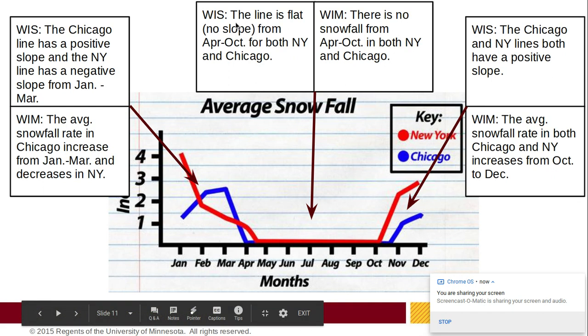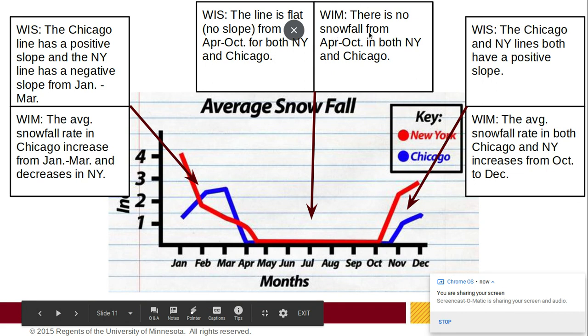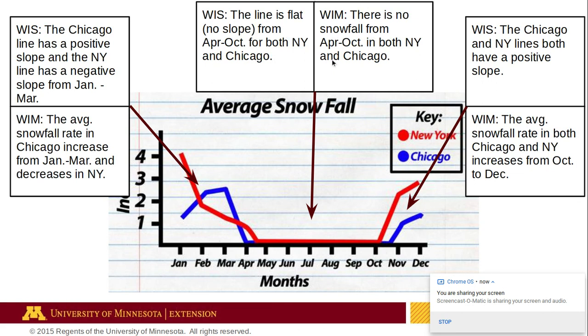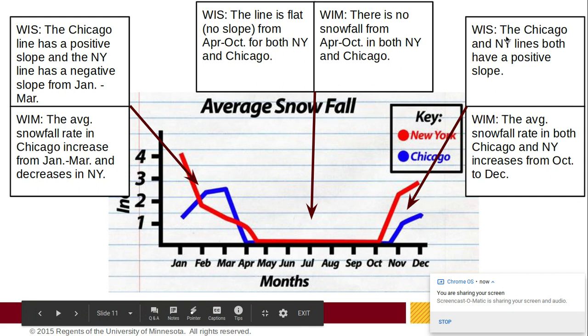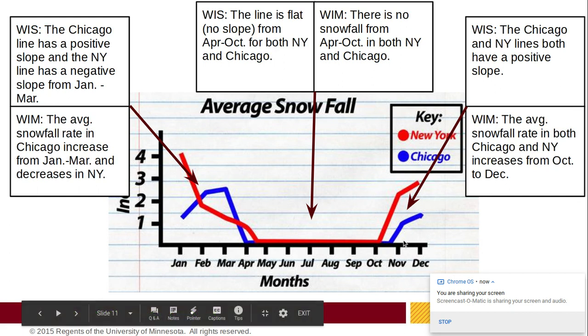The what I see statement is the line is flat, so there's no slope from April to October for both New York and Chicago. What it means, there is no snowfall from April to October in both New York and Chicago. The last one here, these two lines that were going up, the what I see is the Chicago and New York lines both have a positive slope or an increasing slope. What it means, the average snowfall rate in both Chicago and New York increases from October to December.